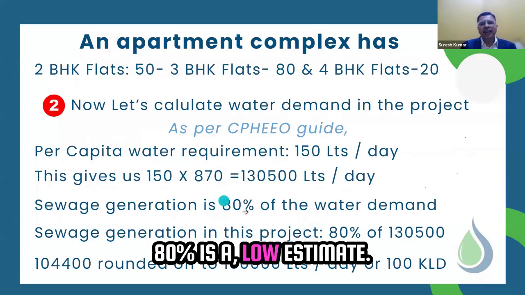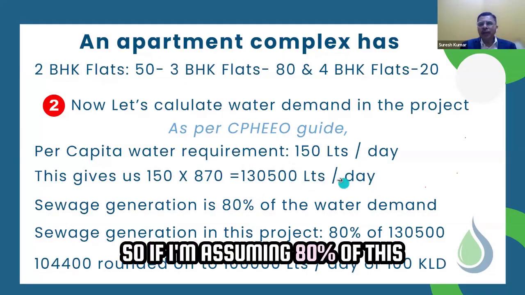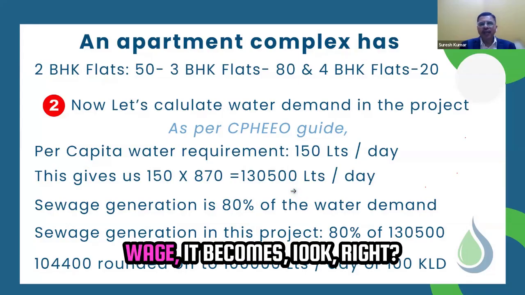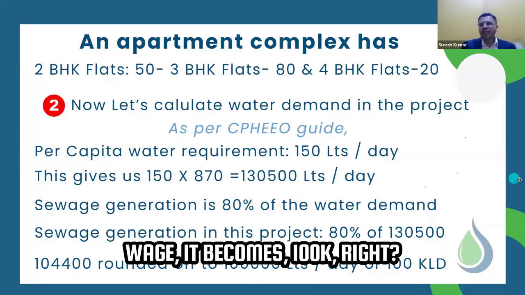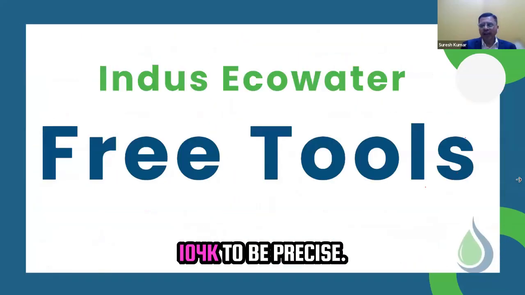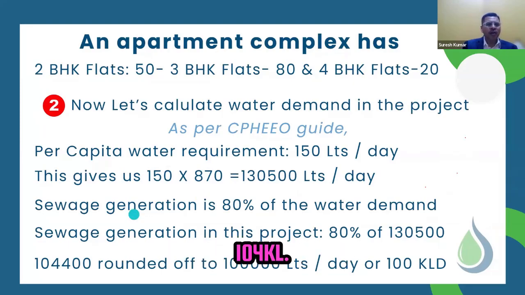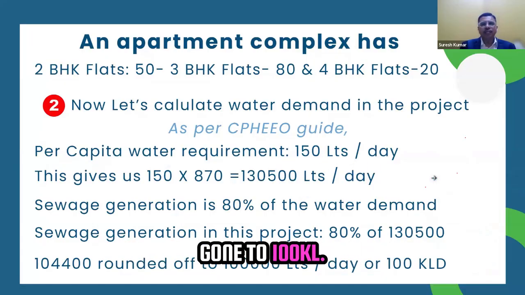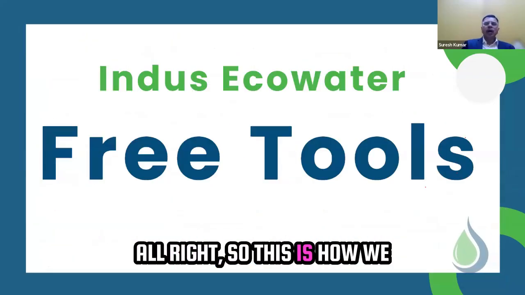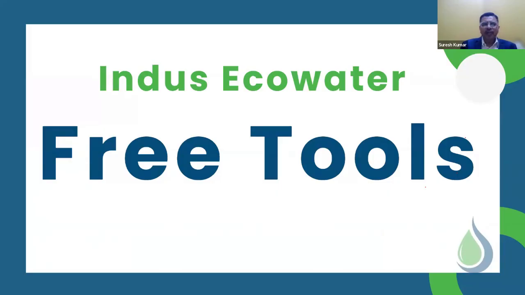80% is a low estimate, 90% is a good estimate. But for capacity calculation, even 80% is considered good enough. So if I'm assuming 80% of this water is coming out as sewage, it becomes 104 KL to be precise, rounded off to 100 KL. Are you able to see the screen clearly? 104 KL, you can round it off to 100 KL. So from 130, we have gone to 100 KL. This is how we calculate the STP capacity in a given project.